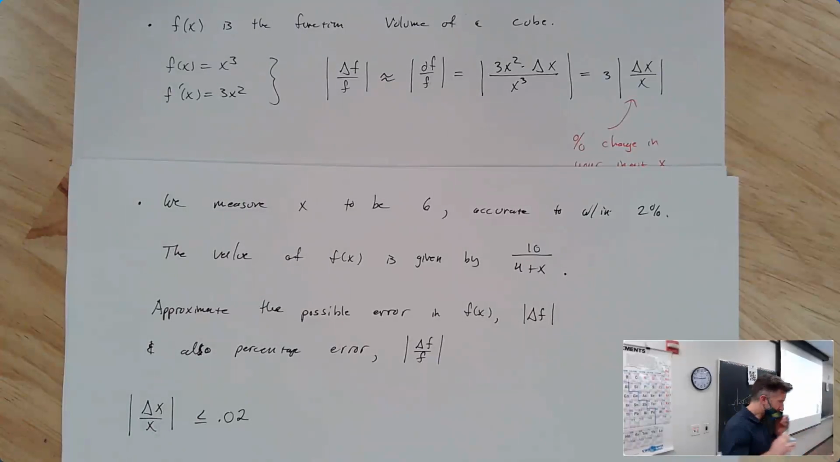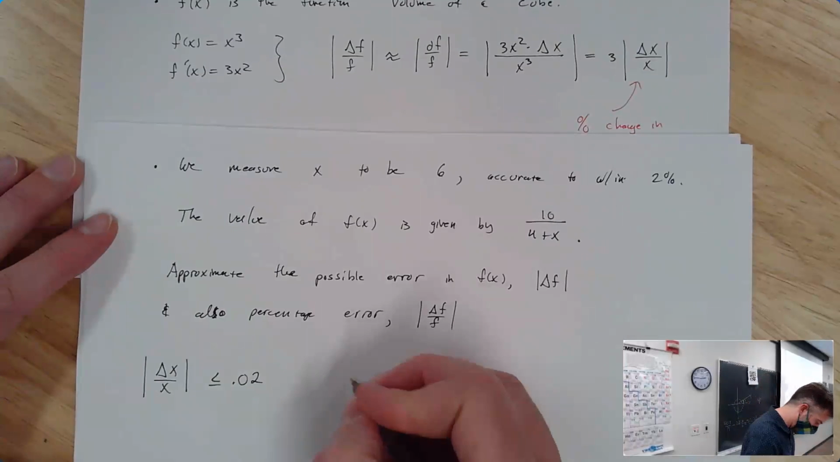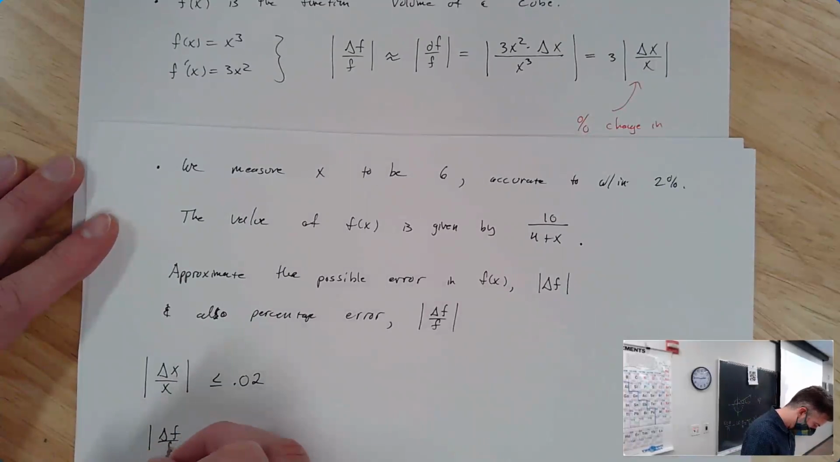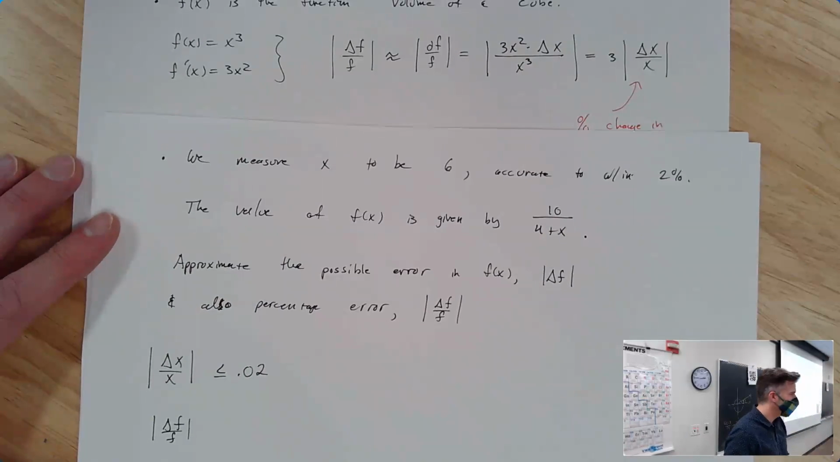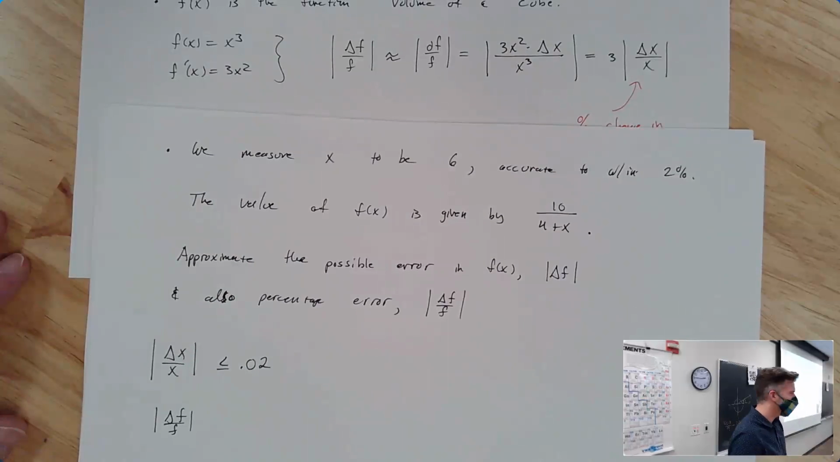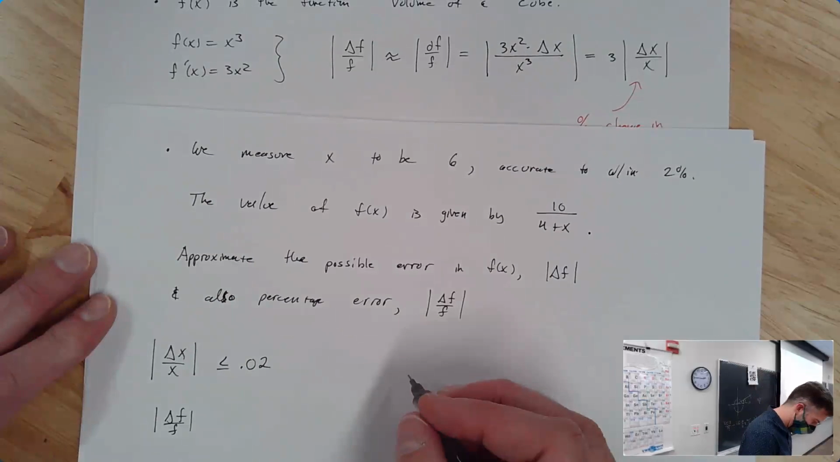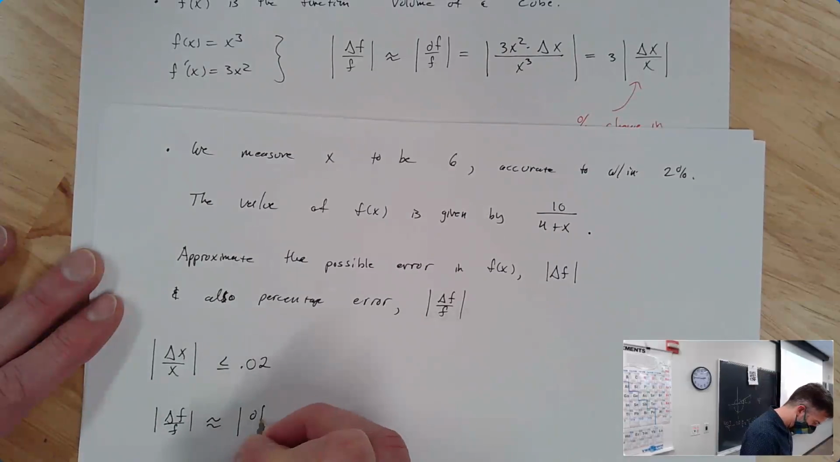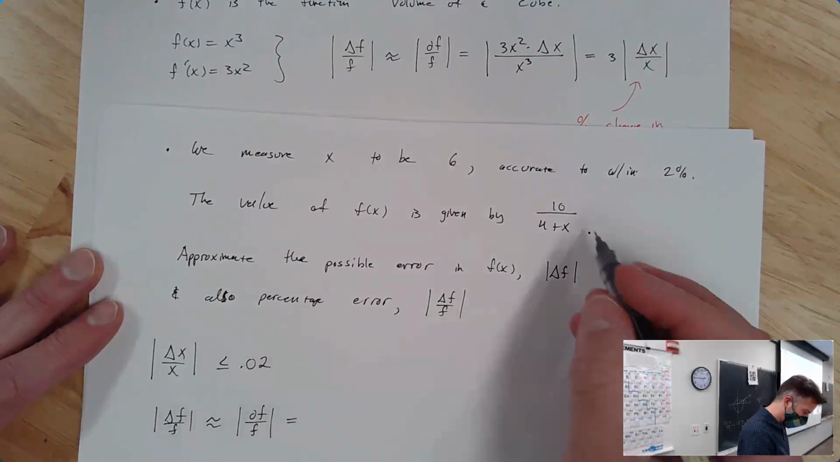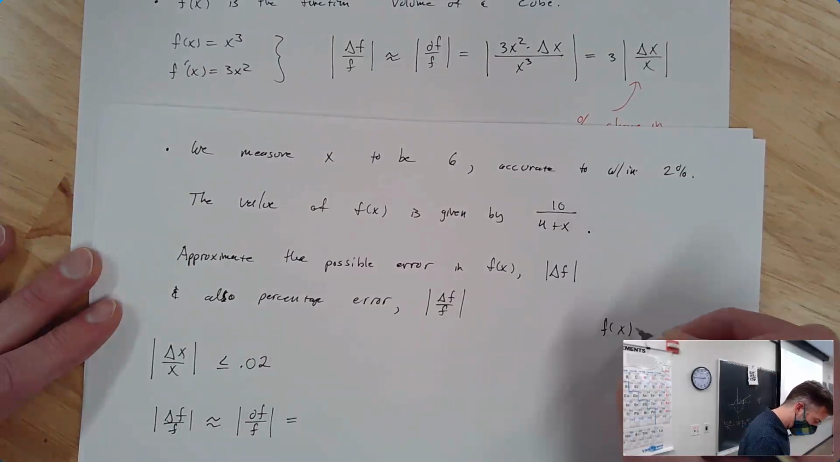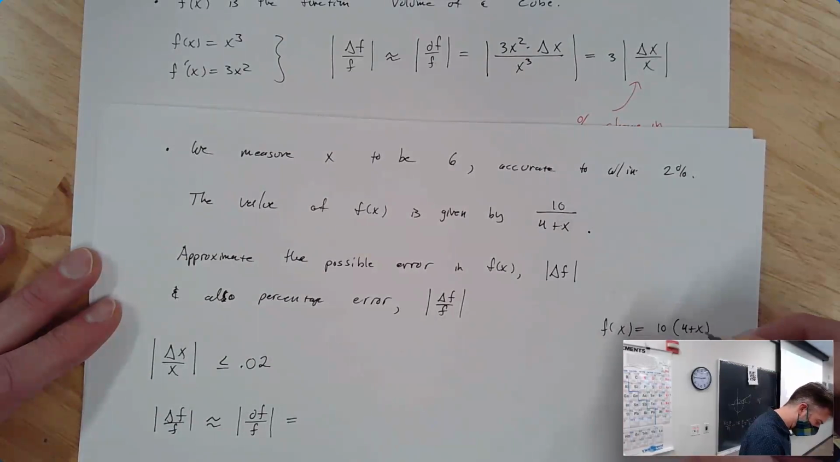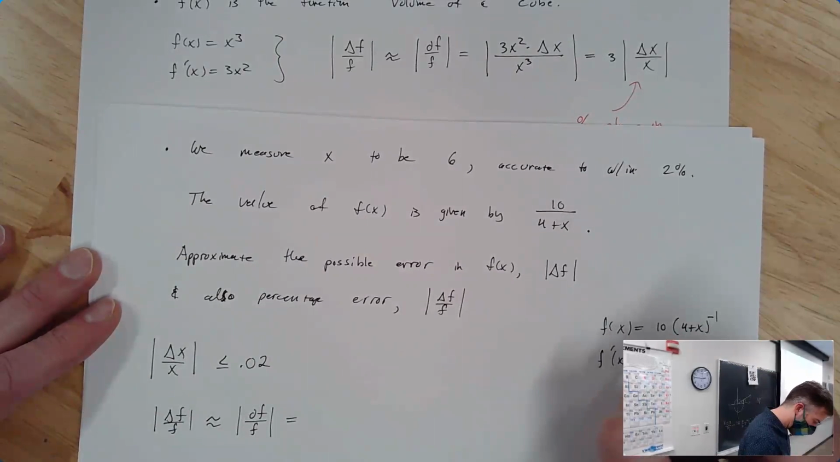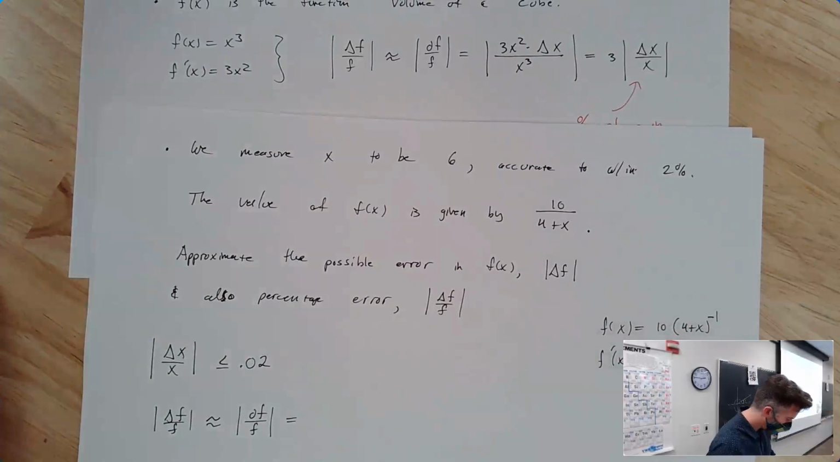It'd be really nice if I could take delta f over f and make that pop out of it. Sometimes that's possible. I don't think it is here, although let's take a look just to be sure. That's going to be approximately df over f, and let's find the derivative real quick. If f of x is 10 times 4 plus x to the negative first, f prime of x is going to be negative 10 times 4 plus x to the negative second. This might work out. I don't know. It might not.